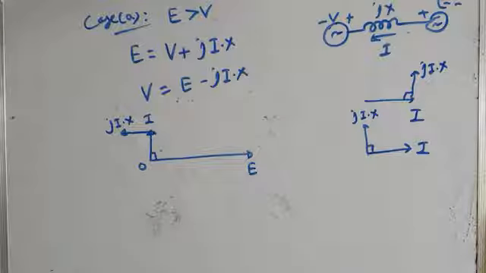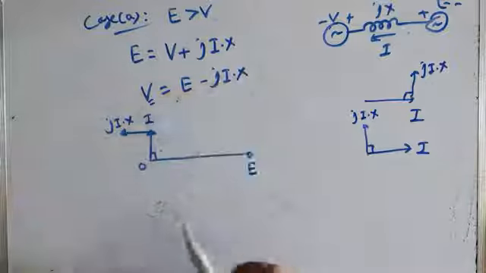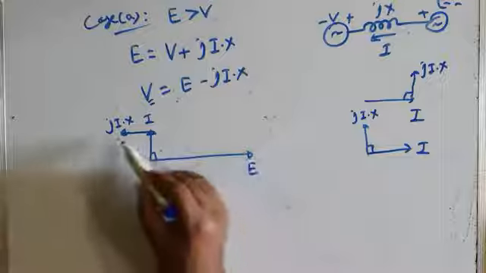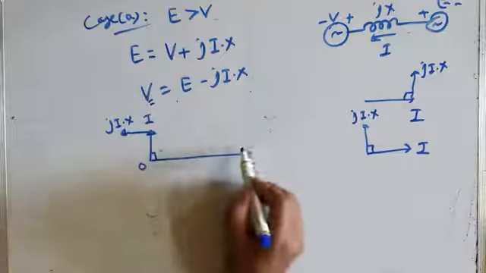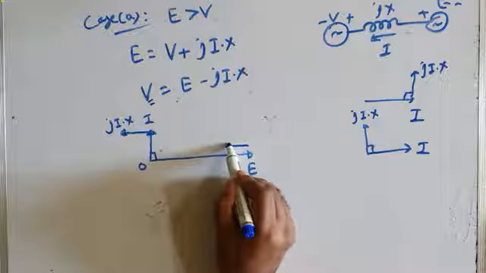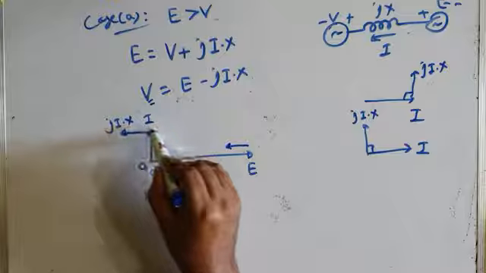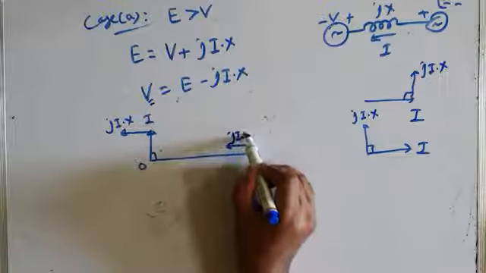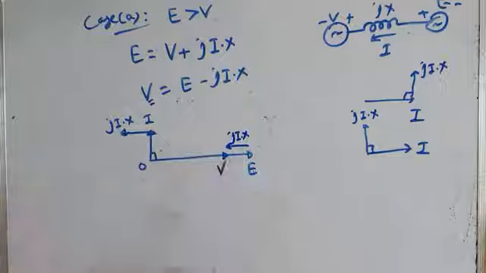Okay. So therefore, what is V? As per this equation, what is V? V is E minus jIX. So if this is E, from this E you have to subtract this jIX, and you can see jIX is in this direction. So from this, you have to subtract a phasor whose length is equal to jIX, and which is in this direction. So this is jIX drop. So E minus this jIX drop will give you V, which is the AC bus voltage.